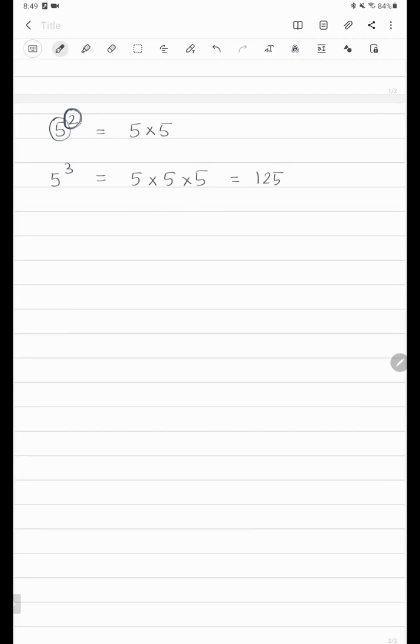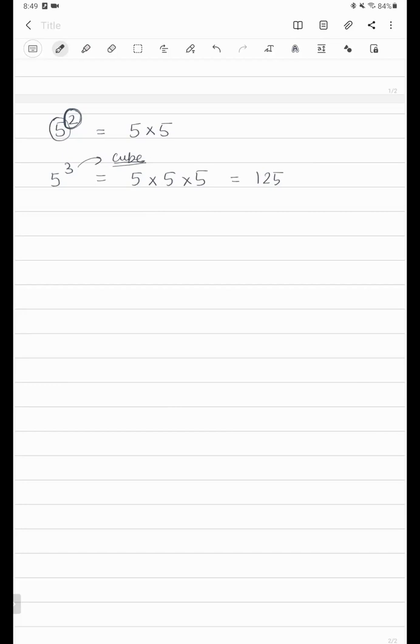So ma'am, if I ask you, is this a square root or a cube root? This is called a cube root. Okay, any ideas why this is called a cube root? Maybe it is related to cube, because the number is multiplying itself 3 times.